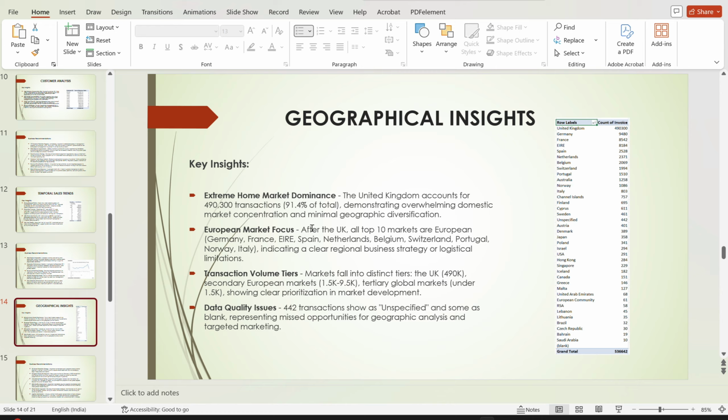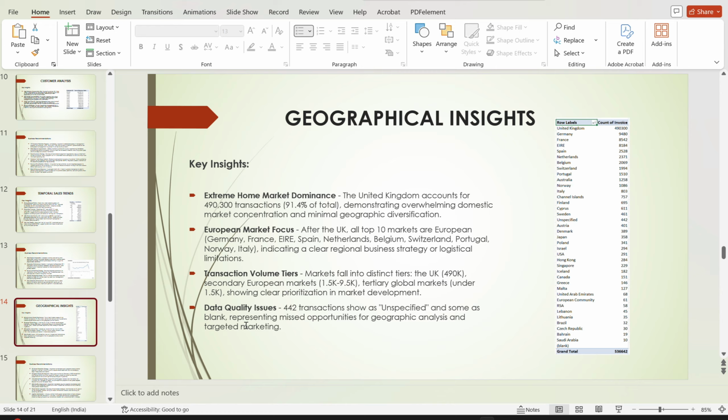So European market focus after the UK, all top 10 markets are European, like Germany, France, Spain, Netherlands, Belgium, Switzerland, Portugal, Norway, Italy, indicating a clear regional business strategy or logistical limitations. Transaction volume tiers. Markets fall into distinct tiers: the UK, the secondary European markets, and the tertiary global markets, showing clear prioritization in market development.